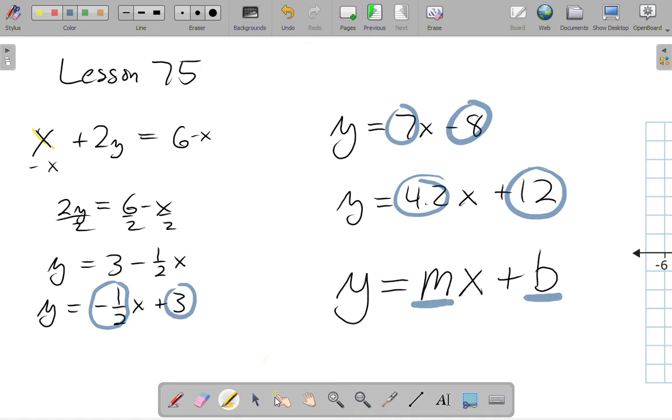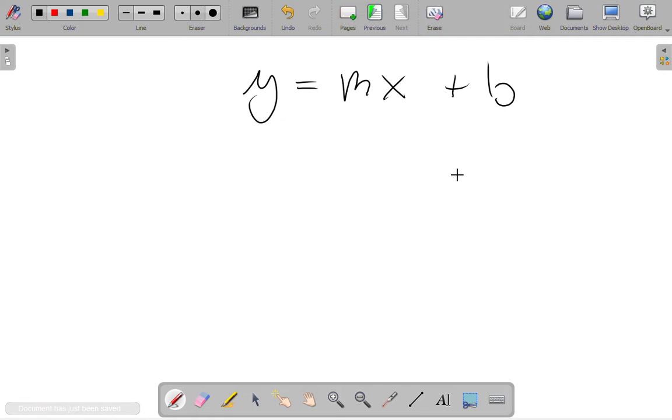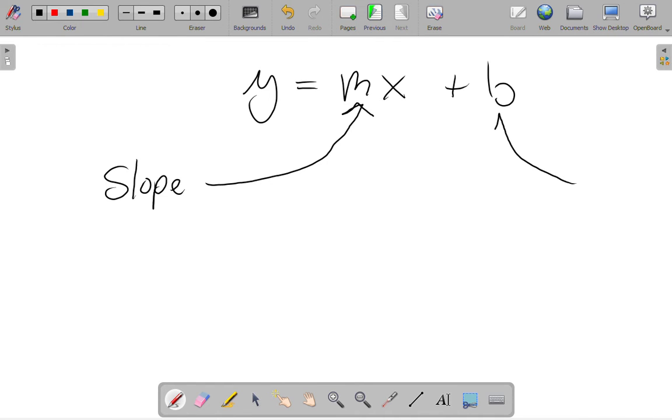So this format is very important. And those two numbers actually have names. I'm going to write them up here. So let me rewrite that. Y equals mx plus b. So here's what m is. M is called our slope. B is called our y-intercept.